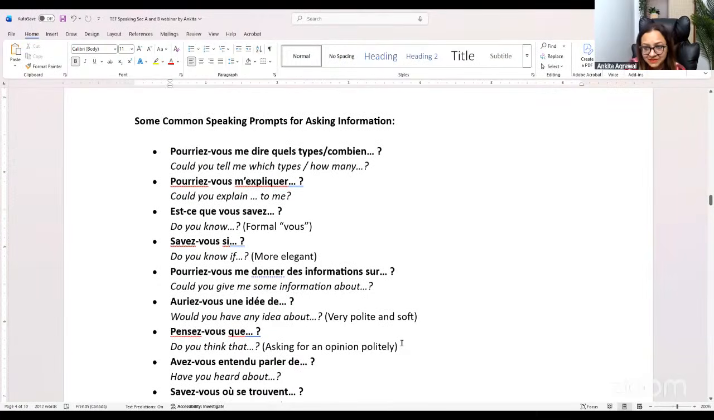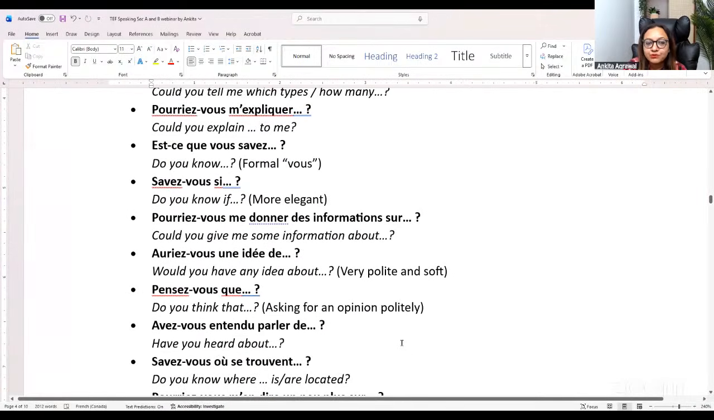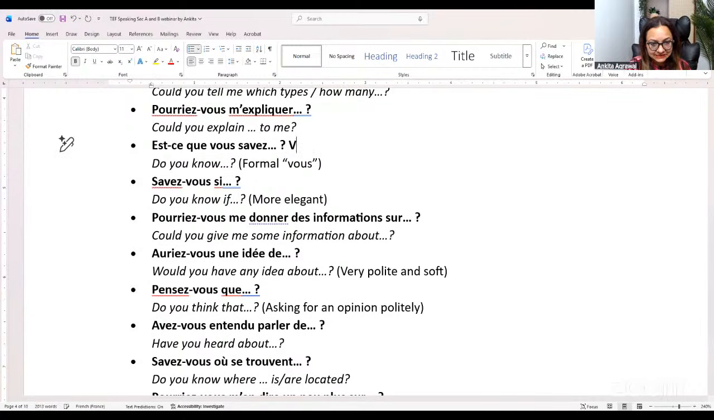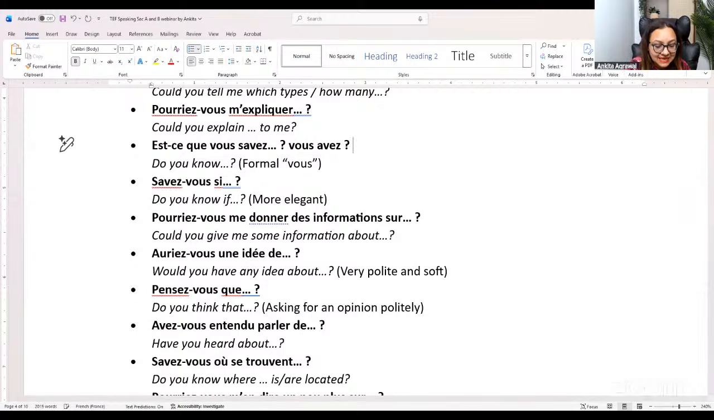Certain types of simple speaking prompts always help. Pourriez-vous me dire quel? Pourriez-vous m'expliquer un petit peu? Est-ce que vous savez? Now, est-ce que vous avez is this: do you have? Est-ce que vous savez: do you know? Be careful with the pronunciation. Vous avez, vous savez. And another one, vous allez, you're going to. Est-ce que vous allez me donner? Are you going to give me? Whatever. So, vous savez, vous avez, vous allez.